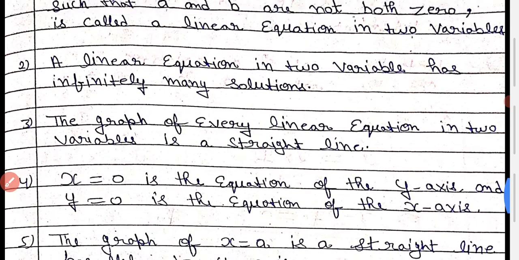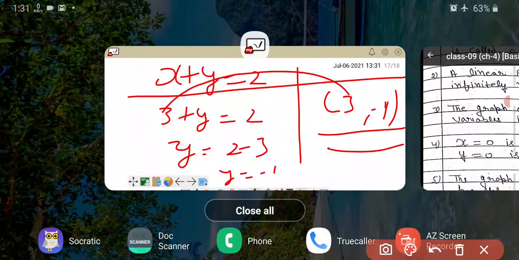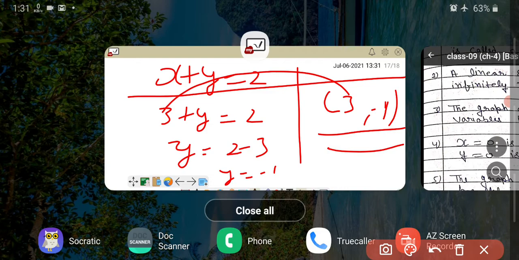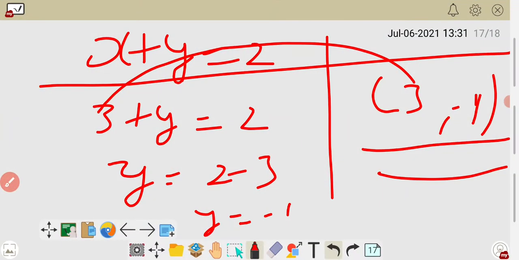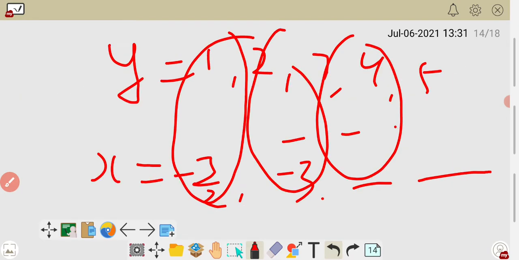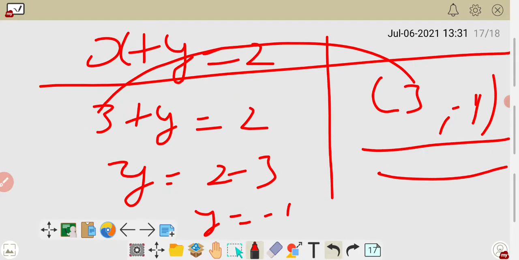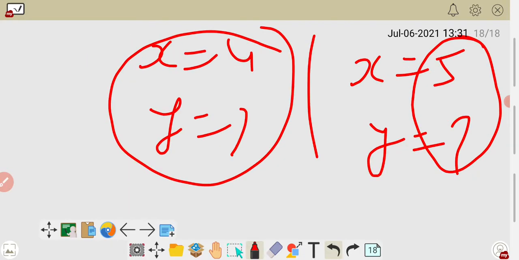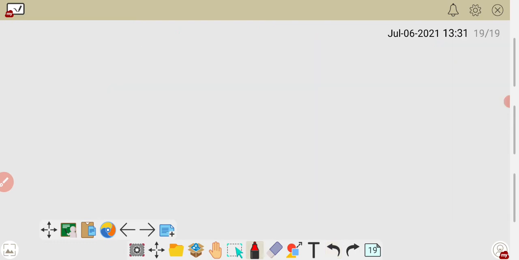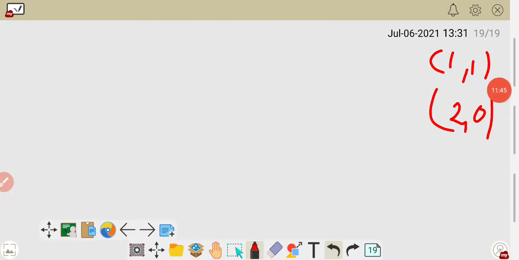Now next one, the graph of every linear equation in two variables is a straight line. Okay, same question I am showing you. The graph of a linear equation in two variables is a straight line. Now if you want to draw one graph, as I showed you, for that equation I found three solutions. The first solution is (1, 1), the second solution (2, 0), and the third solution (3, -1). I am writing all these together here. First point I get is (1, 1), and then (2, 0), and the third one (3, -1).